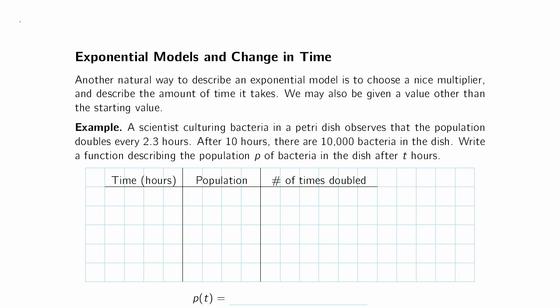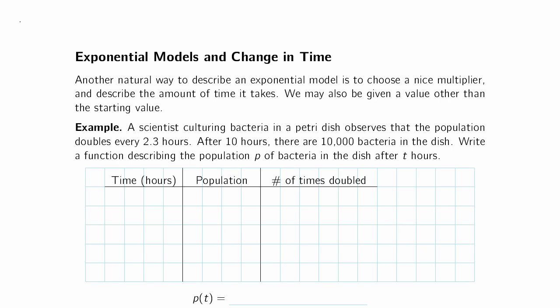Another natural way to describe an exponential model is to choose a nice multiplier and then describe the amount of time it takes. Just to make things even more complicated, we might not know the starting value. We might know the value at some time after we start.